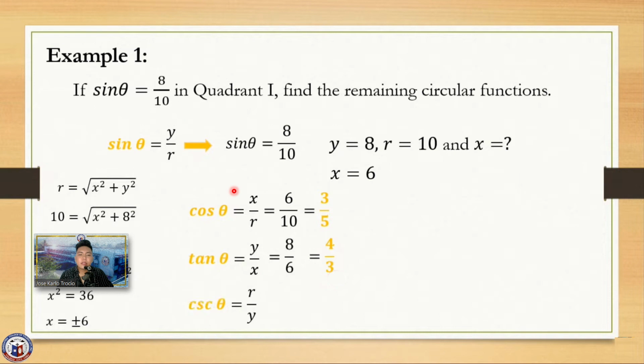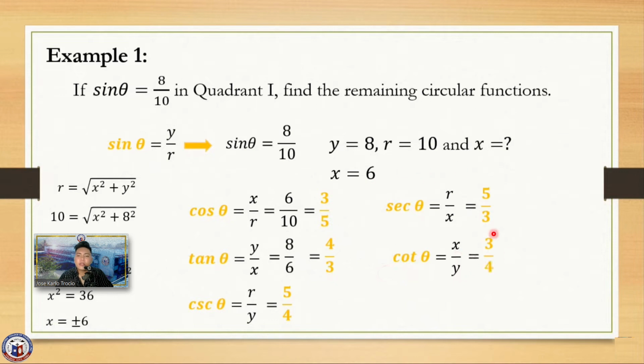And cosecant theta, that is r over y. R is 10, and y is 8. So it's divided by 2: 10 divided by 2 is 5, 8 divided by 2 is 4. Secant, r over x. R is 10, x is 6, divided by 2, 5/3. Cotangent theta, x over y, that is 6 over 8.